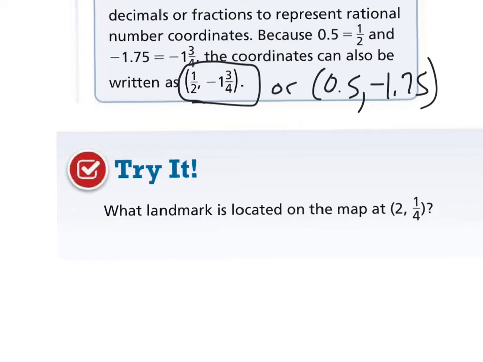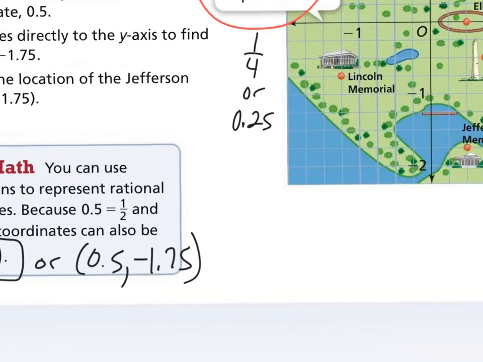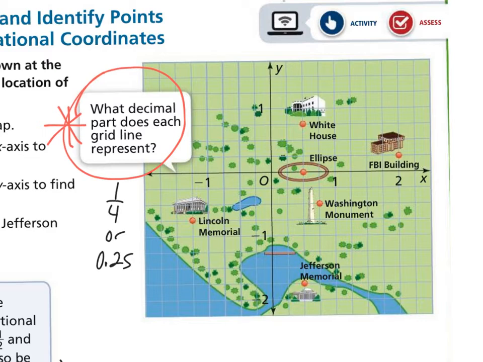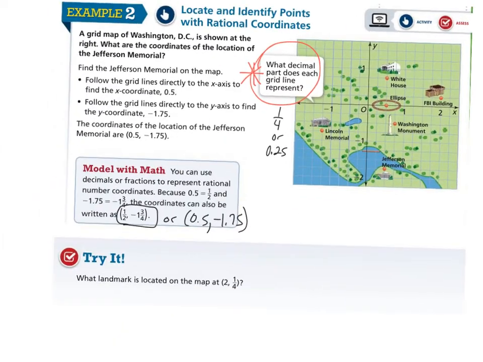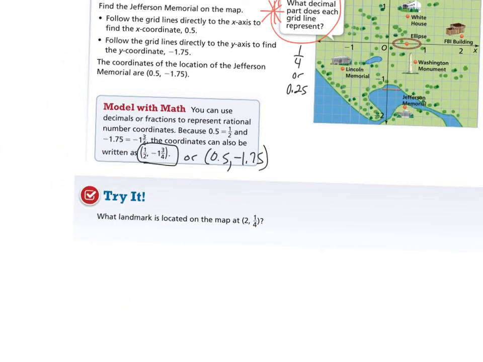The try it, they're doing the other way around. They're giving us the coordinates and they're asking what's there. So what landmark is located at 2, 1/4? So 2, 1/4. The 2, we can actually see the number 2, so I can just go straight to that, starting at the origin, go to 2, and then go to 1/4 on the y-axis, and you can see that would be the FBI building.